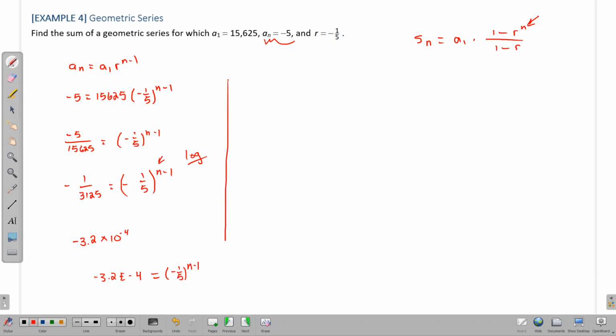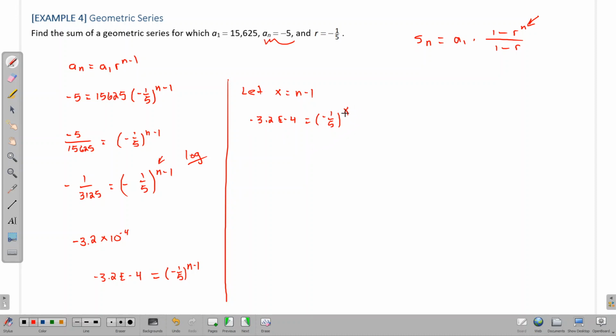And then I'm going to make one additional change. I don't really want to deal with this n minus 1. So for right now, I'm going to say let's let x equal n minus 1. So I could rewrite this equation as negative 3.2 e negative 4 equals negative 1/5 to the x power. Let's just figure out what x has to be, and then we'll go back and figure out what n is.